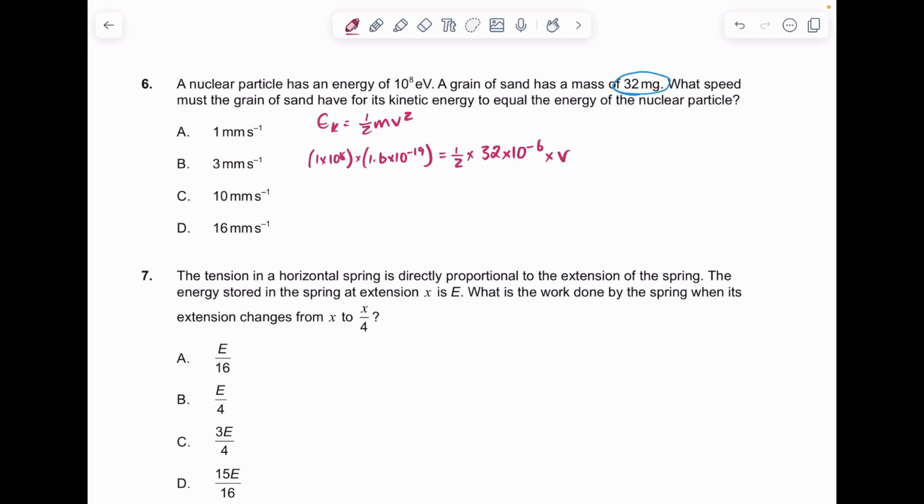We're trying to work out what speed we need in order to have that 10 to the 8 electron volts. So on the left-hand side, 10 to the 8 times 10 to the minus 19 gives us 1.6 times 10 to the minus 11. And the half times 32 times 10 to the minus 6 becomes 1.6 times 10 to the minus 5 v squared.